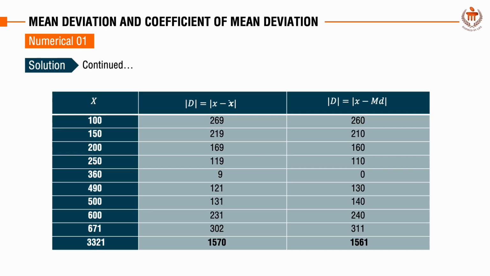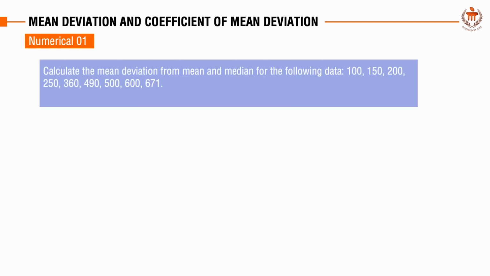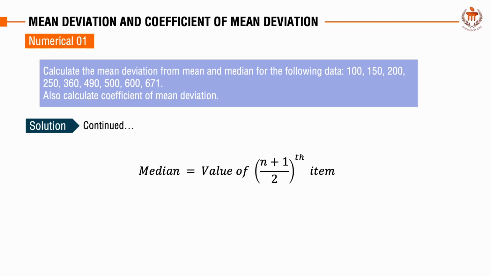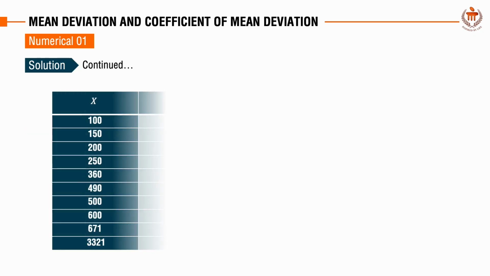And in the second case, I'll find the deviation of each value from the median. Here, when I was doing my calculation, the mean I calculated was 369. And when I did the median calculation by arranging the data in ascending order, the median I got was 360.